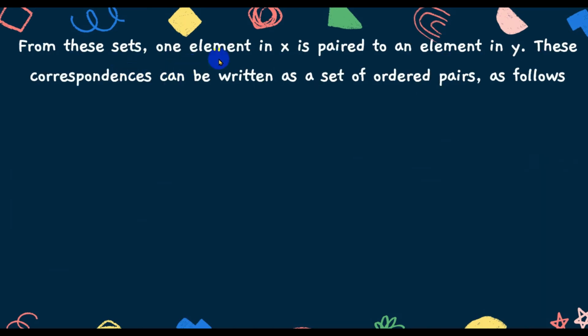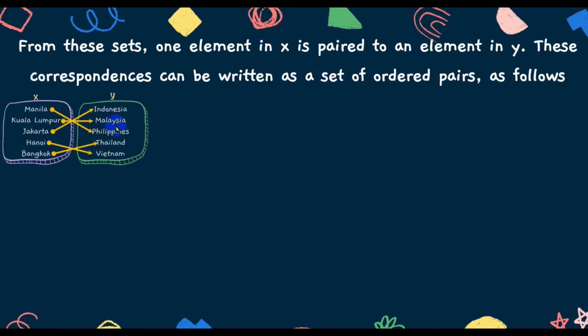So, from this set, one element in X is paired to an element in Y. These correspondences can be written as a set of ordered pairs. So, papasok na po ulit yung ating math wherein meron tayong ordered pairs, and when we say ordered pairs, meron tayong X coordinates and Y coordinates. So, how are we going to form our previous activity as ordered pairs?